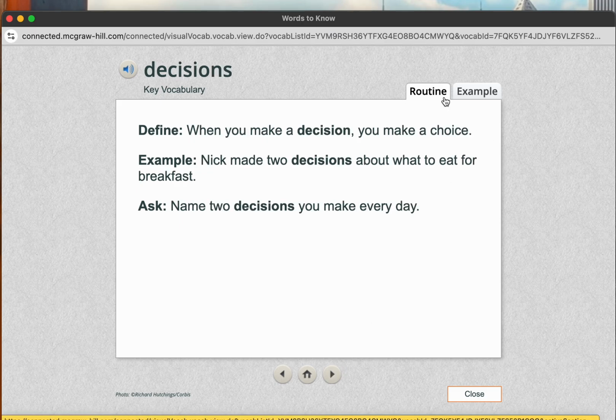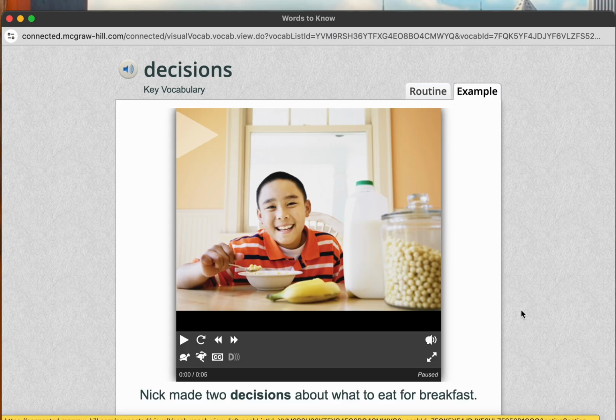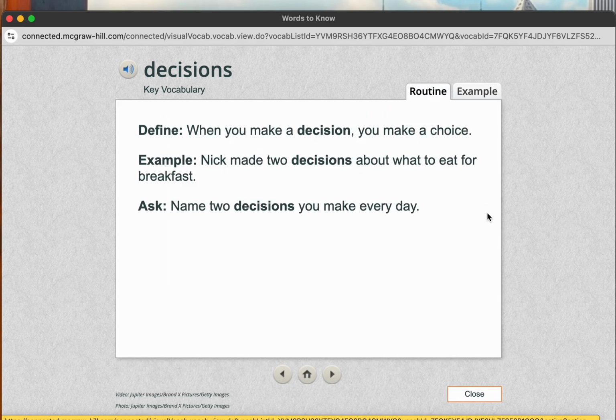Okay, our next word. Decisions. Decisions. Nick made two decisions about what to eat for breakfast. And let's take a look. To make a decision, you make a choice. It's very similar to electing. Electing is more so voting. To make a decision, you make a choice.